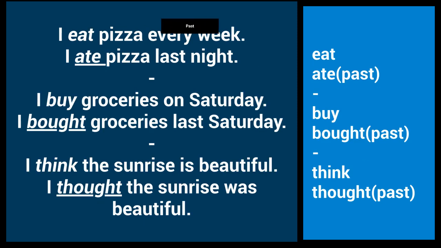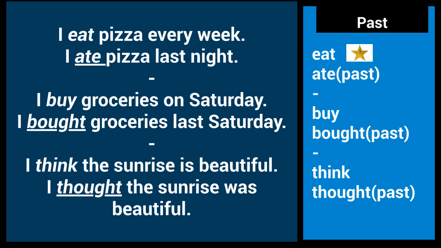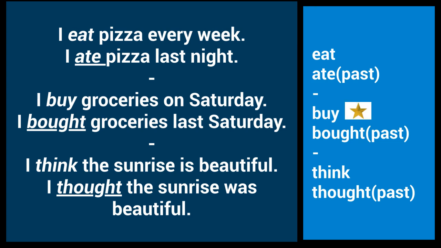Okay, let's look at some more examples of irregular verbs. Let's start in the past first. So we have eat changes to ate. Buy changes to bought. Think changes to thought. Examples, I eat pizza every week. I ate pizza last night. So eat changes to ate.